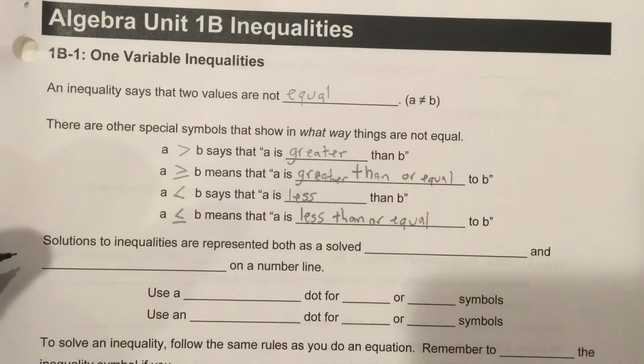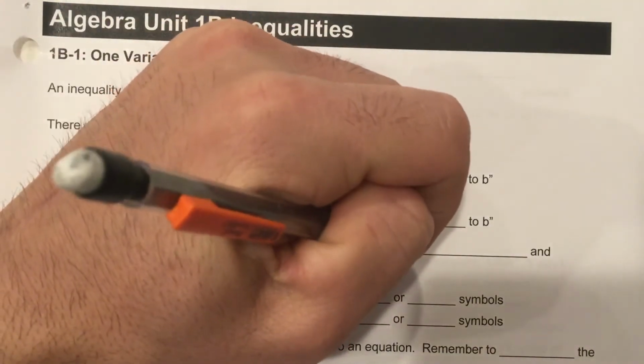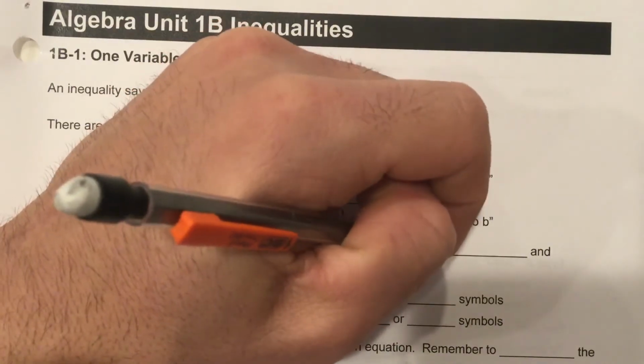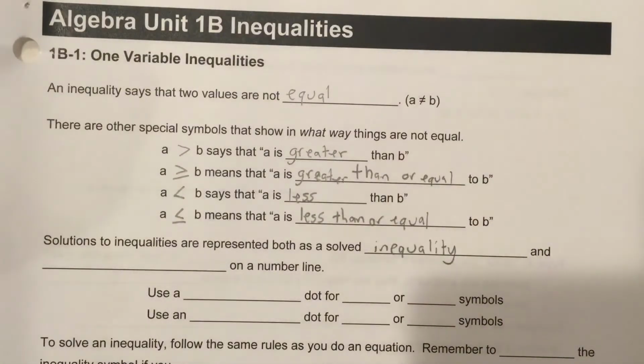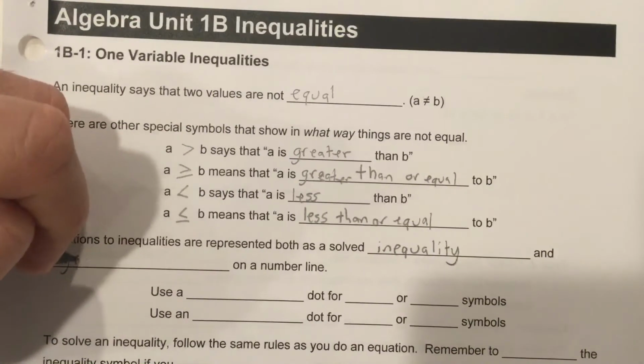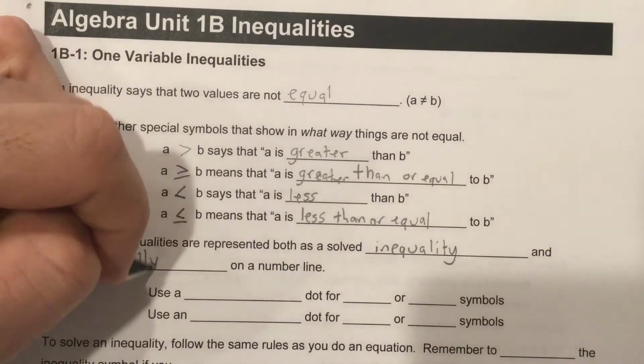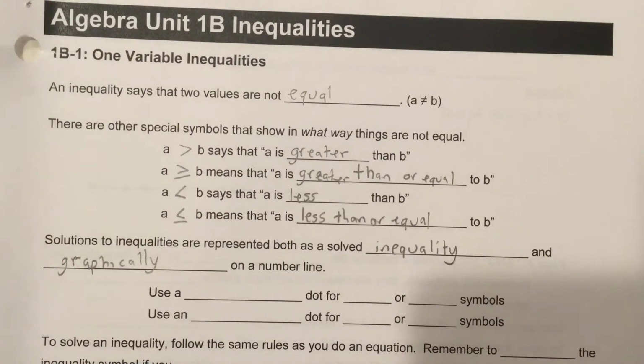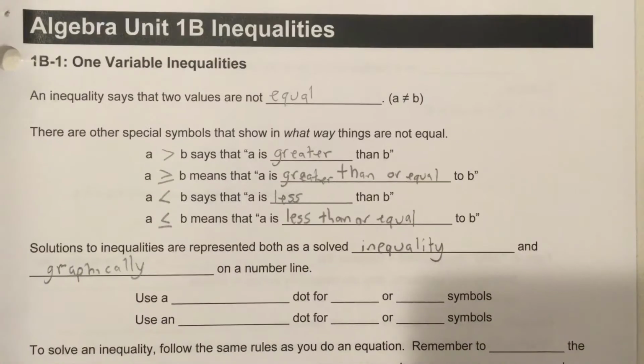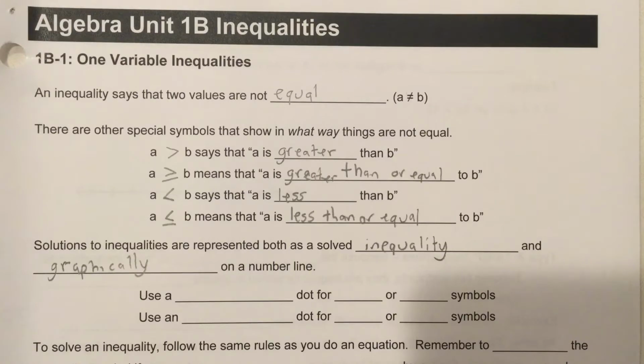When we solve inequalities, solutions to inequalities are represented both as a solved inequality, meaning the variable is by itself, and graphically on a number line as well. So you will have two answers. One answer is going to be the inequality, like x is greater than some number, and then a number line that goes with it.